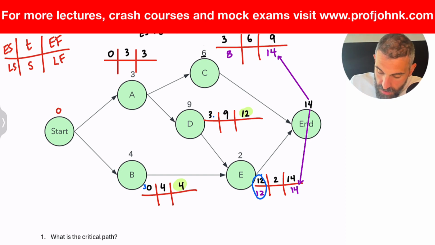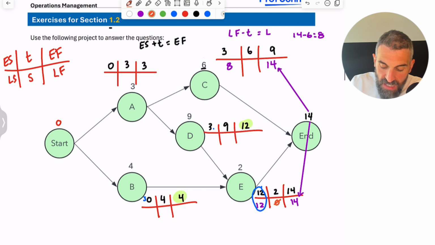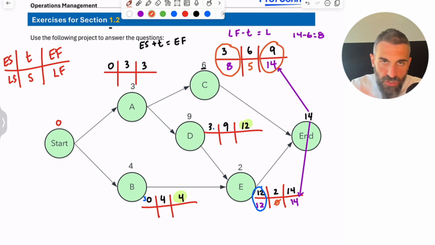You see here, E has no slack. I'll put a 0 there. Critical activities have 0 slack. They cannot be delayed. Slack time represents the amount of time that I can delay the activity without delaying the project. But if you look at C, C has 5 weeks of slack. You can look at the difference between these numbers. You can look at the starts or the finishes. It doesn't matter. The slack should be the same. 5. I can delay it by up to 5 weeks.